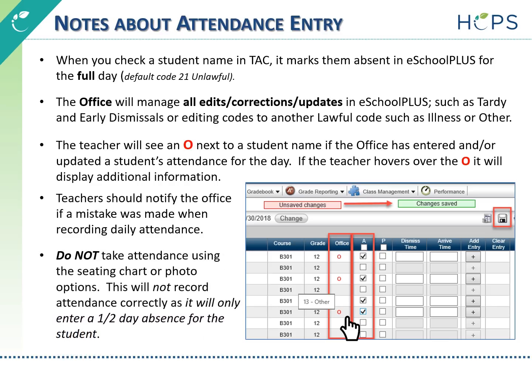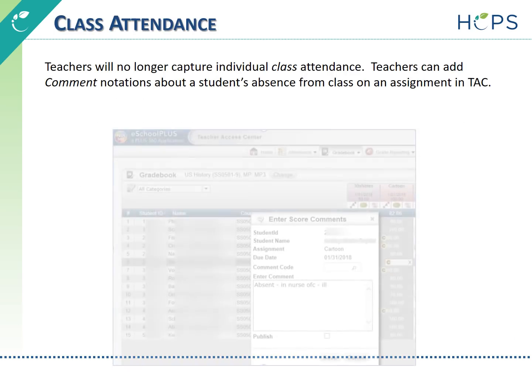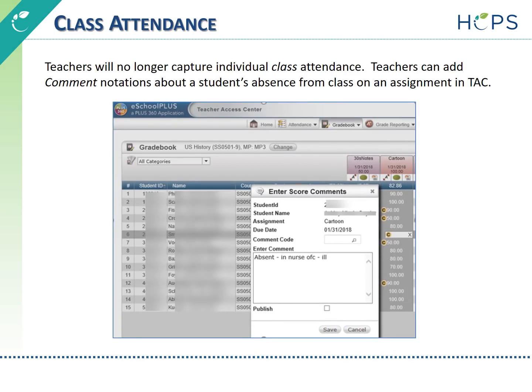Do not take attendance using the seating chart or photo options. This will not record attendance correctly, as it will only enter a half-day absence for the student. Teachers will no longer capture individual class attendance. Teachers can add comment notations about a student's absence from class on an assignment in TAC.